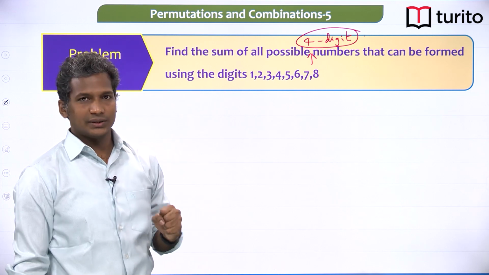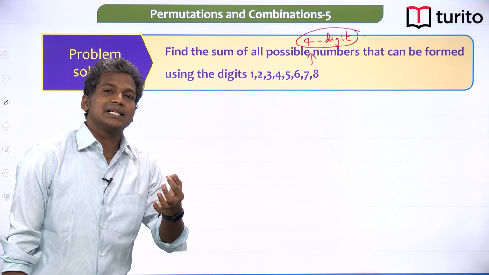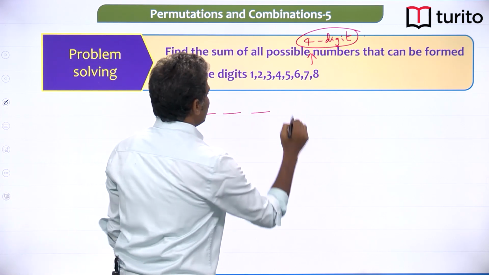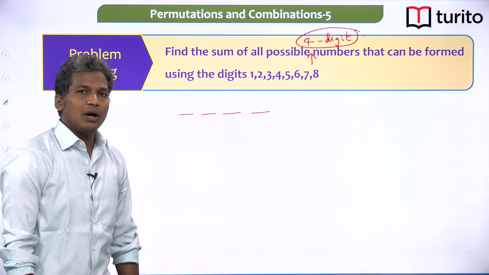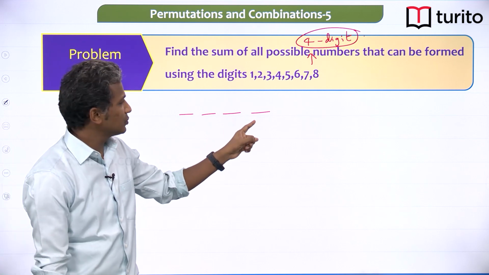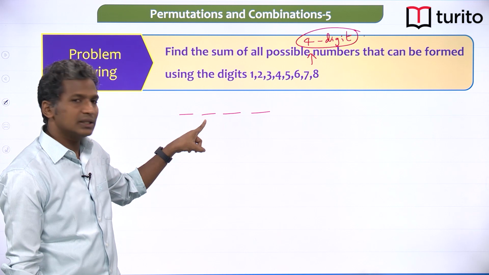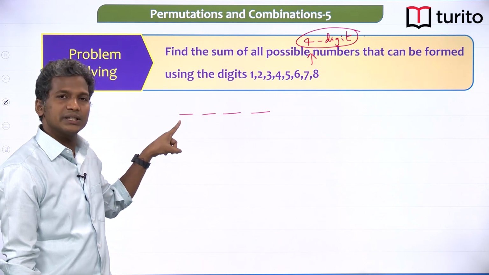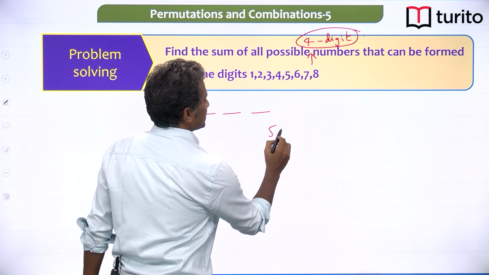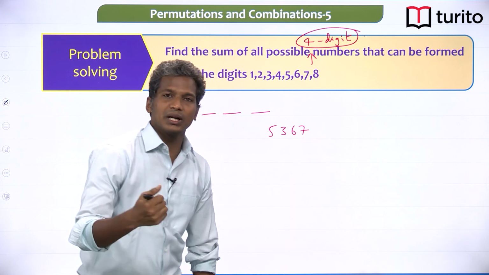So how do we do this? To do this, you need to first understand certain basics. We have to form a 4 digit number. Now, what are the values of the locations here? You recall your school knowledge: this is ones place, this is tens place, this is hundreds place, this is thousands place, right. So that means if at all there is a number like this, 5, 3, 6, 7, let us say there is a number like this.